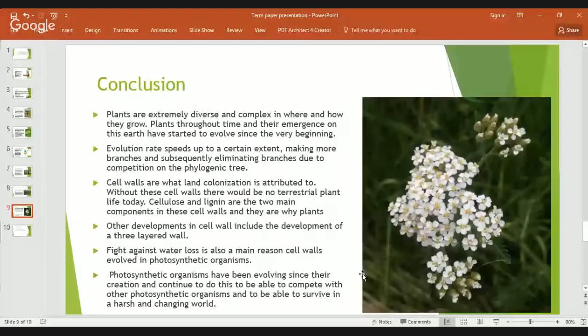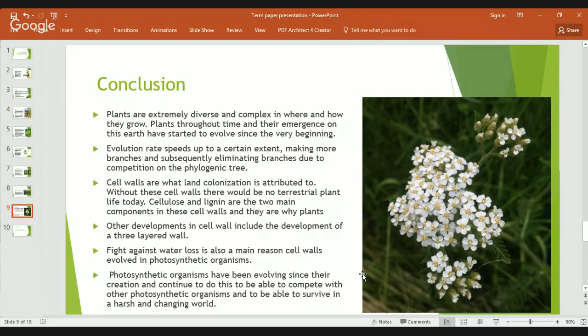All right, here we get to the conclusion, finally. Plants can be found all over and are diverse due to the arrangement of proteins and how they grow and where they grow, and if they have lignin or not, and how this lignin is distributed in the plant. And then evolution speeds up as the timeline goes on, much like the phylogenetic tree. At the beginning, there was only a couple branches, and now there's many, many, many branches. And cell walls is what made land colonization possible, as well as cellulose and lignin.